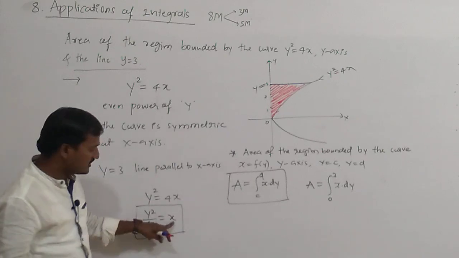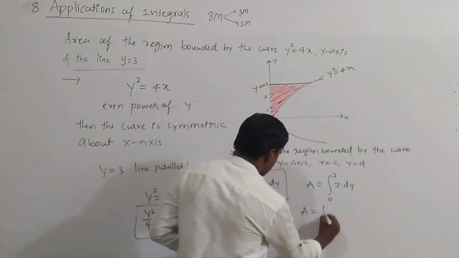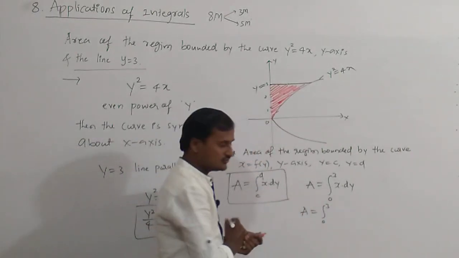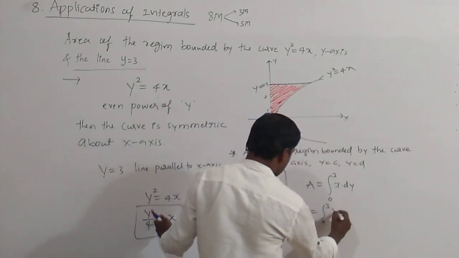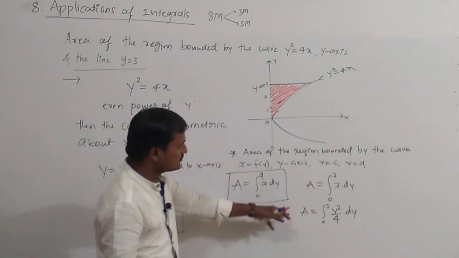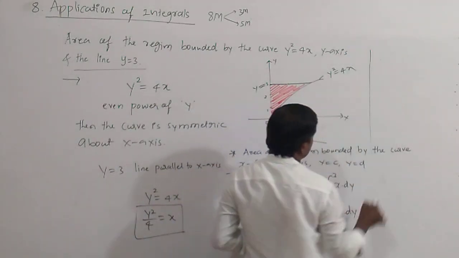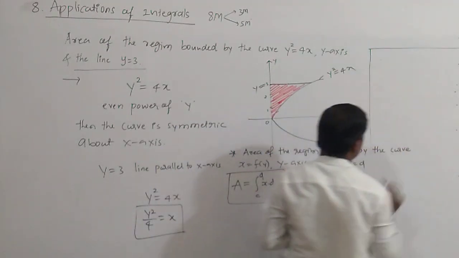Now I will substitute the value of x in this equation. So what are you getting? The integral from 0 to 3. What is the value of x? That is y square divided by 4 into dy. Okay, now simplify this one. So the remaining thing I will write here, okay, next.